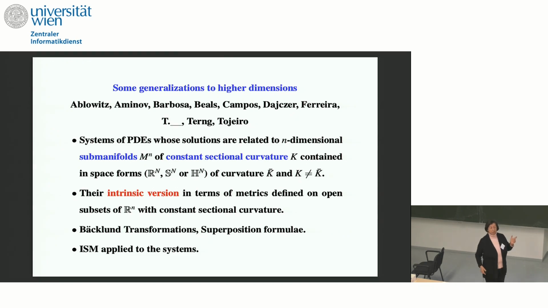Here the same thing. The intrinsic version is just a vector, while in the first case, as submanifolds, you need the first fundamental form and the second fundamental form. So this turns into a matrix. But for the intrinsic case, you just need a vector. And we got Bäcklund transformation, superposition formula, and the inverse scattering method was applied to those systems, showing that they are integrable even in n dimensions.